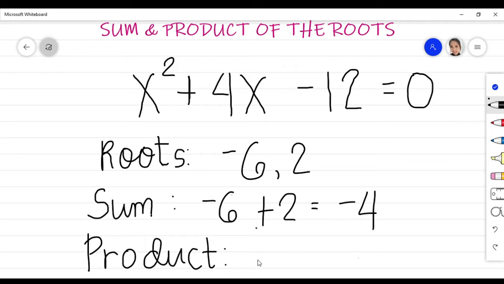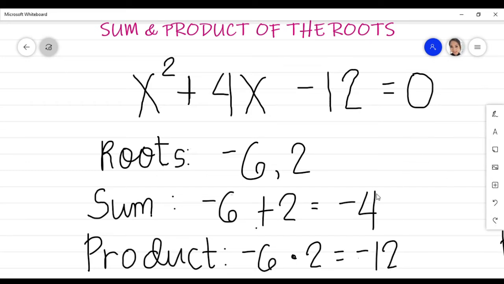How about the product? We know that the product is the answer for multiplying numbers. So we will multiply the roots. Negative 6 times 2 is equivalent to negative 12. So the sum is negative 4 and the product is negative 12. So we can find the sum and the product of the roots here if the roots are given.